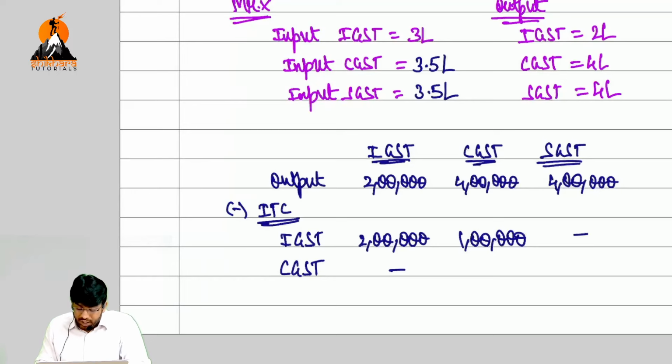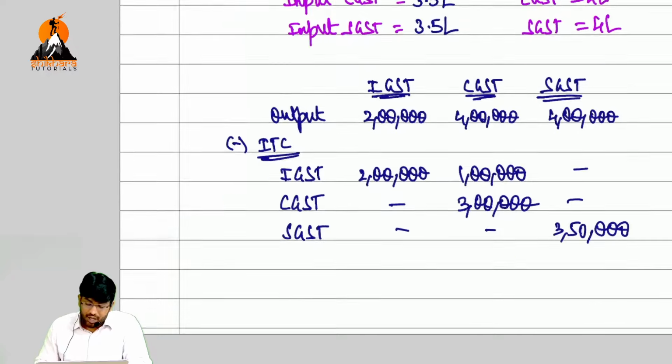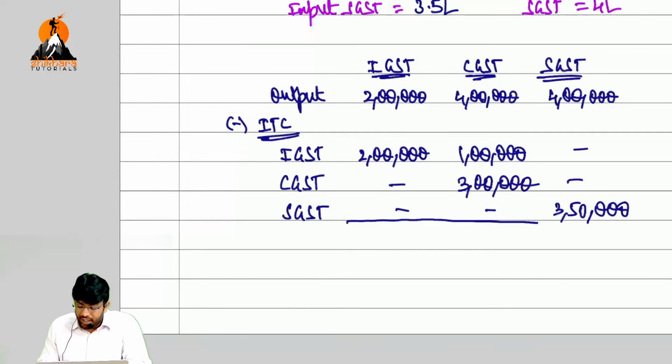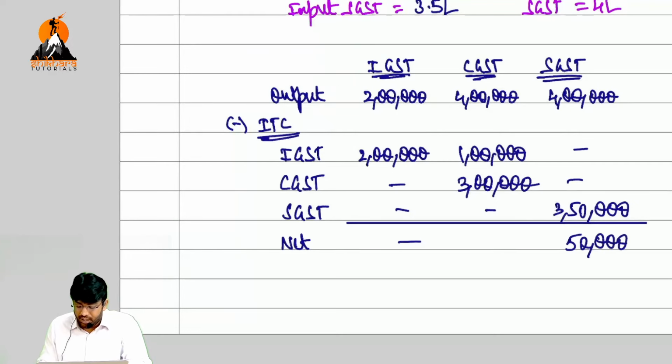But how much I can use only? Okay. What we are doing is correct only, no? SGST, how much I have? 3,50,000. Tell me, what will become my net payable? Net payable will become 50,000. Correct or not? But I have input of.